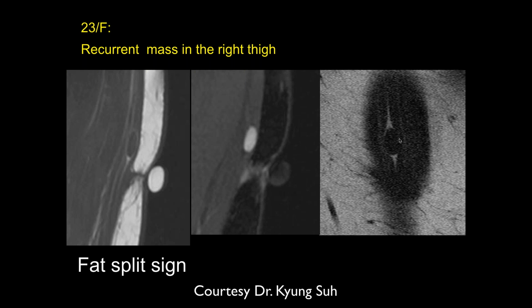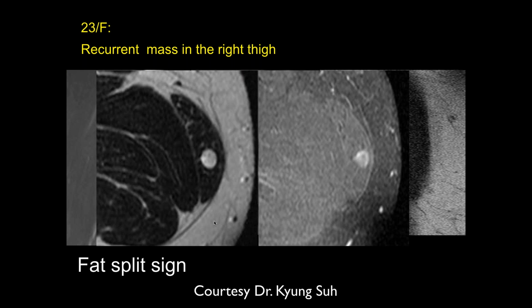I don't know what that represents, but perhaps a fatty lesion, I guess. And then he points out the fat split sign, which at one time was thought to be pretty specific, but now it's found to be seen in a lot of things. But I thought it was kind of specific for a schwannoma type lesion. Okay. So, but here we can see on the axial images, this is actually within the muscle.